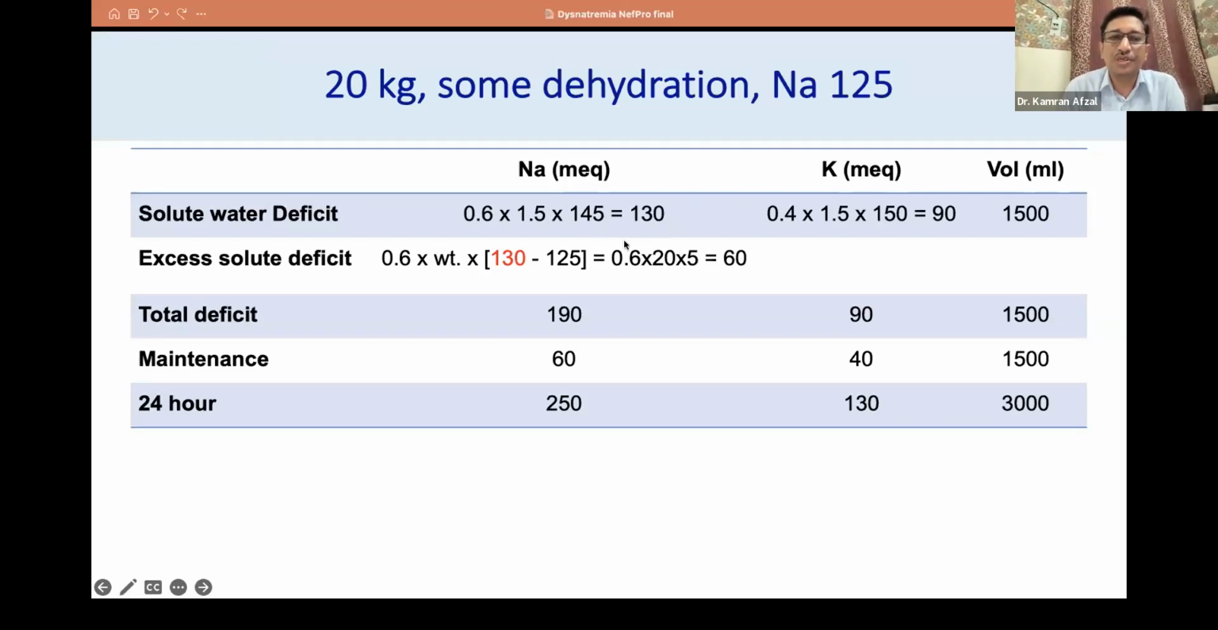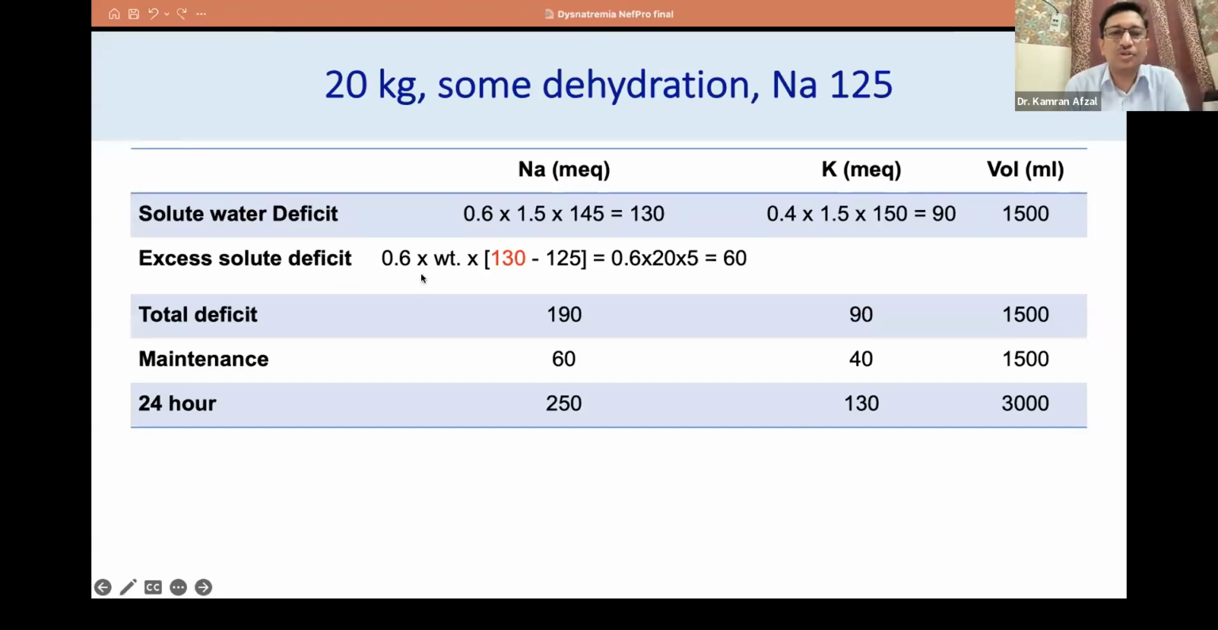So the sodium of this solute fluid is 130. Now, as in hypernatremia, there was more free water loss, which resulted in elevated levels of sodium. Here, you have excess solute deficit. That means you have lost excess sodium than water, and that is why the patient has developed hyponatremia.